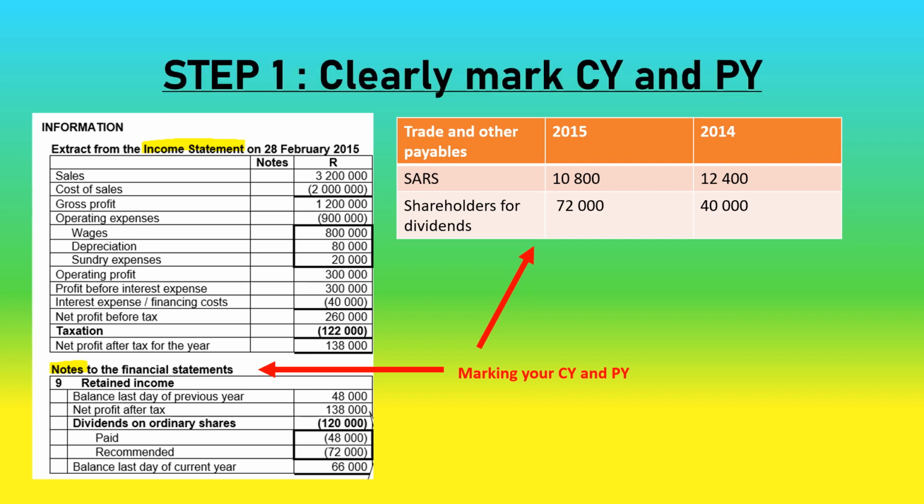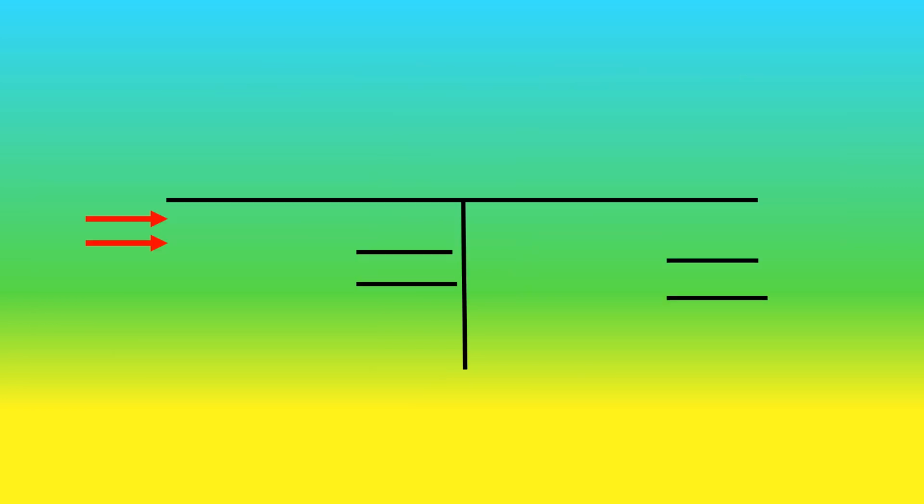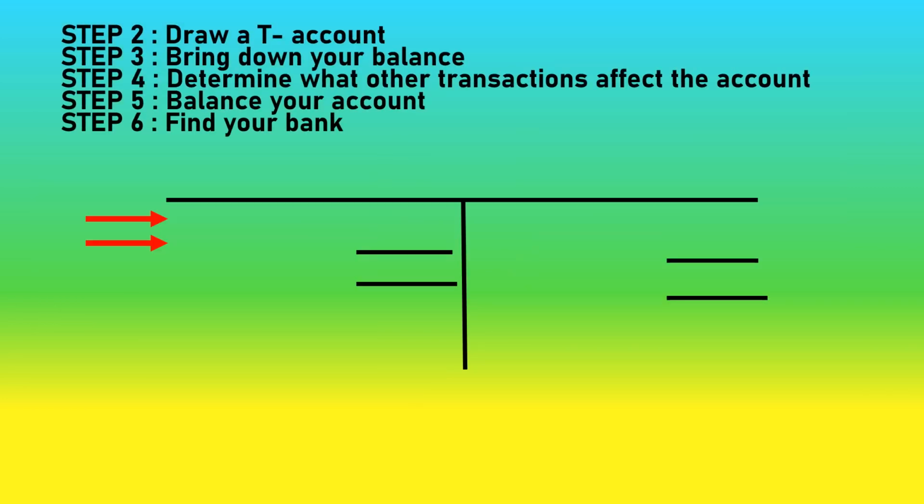So let's do step number 1. Clearly mark your current year and prior year. Here you see I've actually on my notes marked the balance last day of the previous year, and my last day of the current year, and then on my trade and other payables I've marked 2014 and 2015. You can use a highlighter to mark this, circle it with a pen, whatever brings it to your attention. So step number 2, draw a T account.